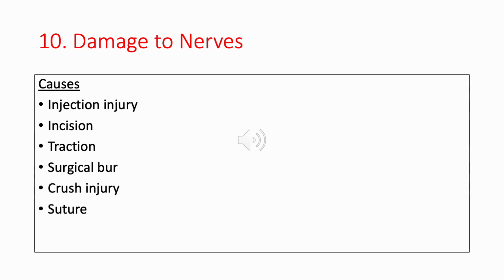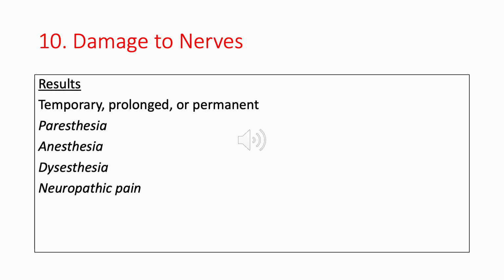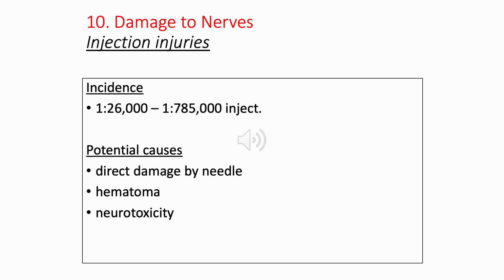This could be caused by injection injury from your local anesthetic, an incision with a 15 blade, a traction injury with your Bishop's or your Minnesota retractor, surgical burr like your 701 or your 8 round, a crush injury, or a suture. Nerve damage could just be temporary, but it certainly could be prolonged, or even more rarely permanent. It could present as paresthesia, so altered sensation, anesthesia, which is the complete lack of sensation, or dysesthesia, which is a painful sensation in the absence of a painful stimuli.